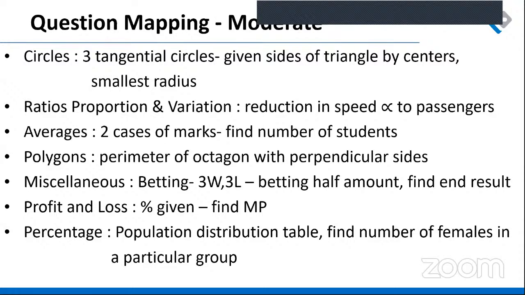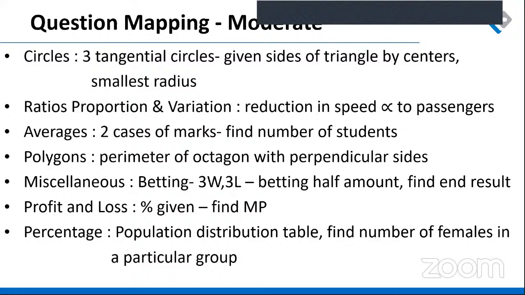Profit and loss, quite an easy question, except for the fact that it was a little lengthy. 4 percentages were given and a mark price was to be found. Very standard, easy question, but 4 were there. That is why I'm upgrading it to moderate.